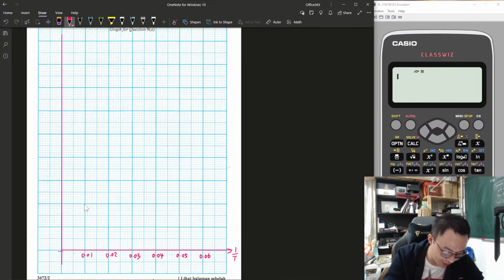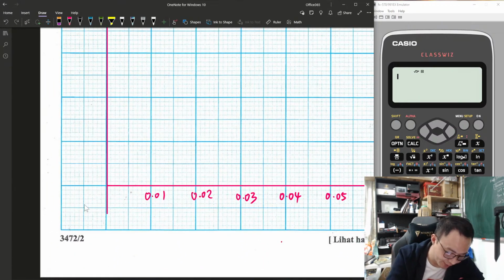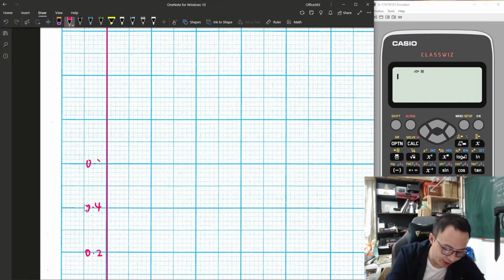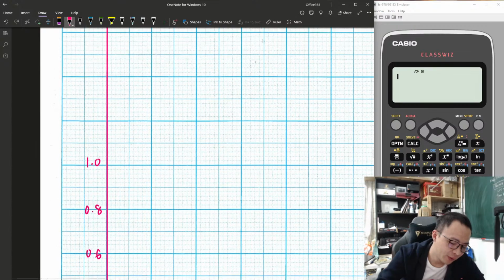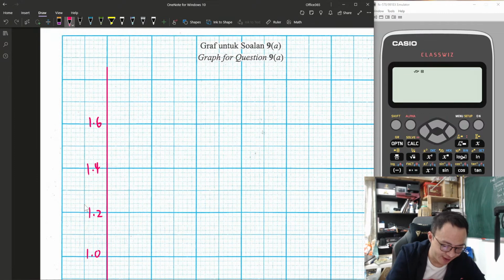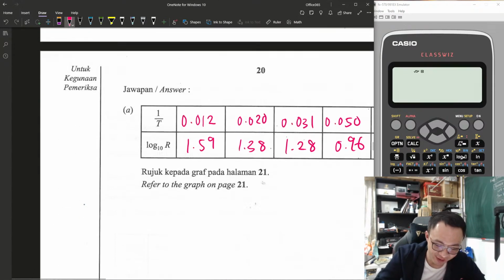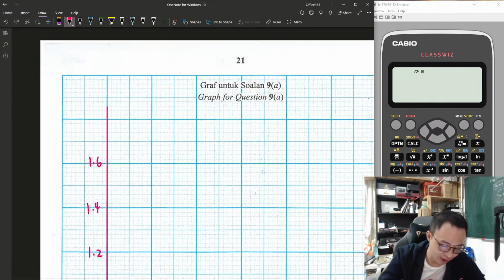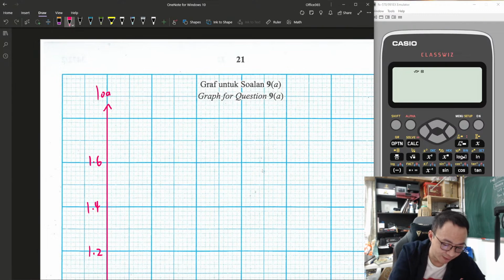Alright, then I will just assume here will be 0. Yeah, you can see my drawing is not so perfect because it's a fake ruler. Alright, just now they say each will be 0.2. So here will be 0.2, 0.4, 0.6, 0.8, 1.0, 1.2, 1.4, 1.6. Is it enough? What is my maximum value just now? All the way to the 1.6. Yeah, should be enough. Alright, then this one will be log 10 R.